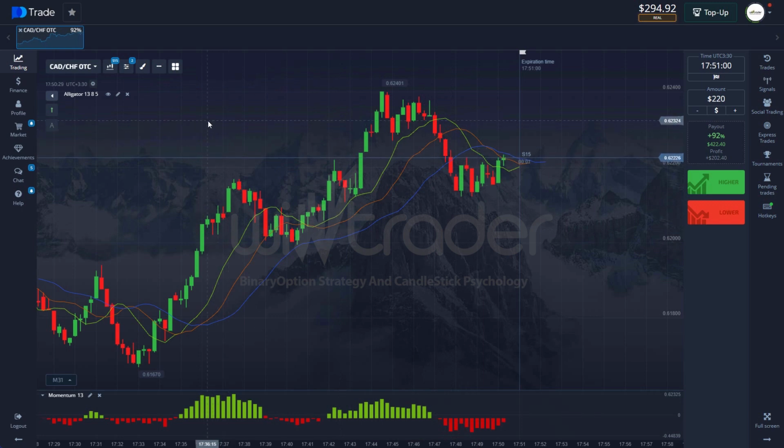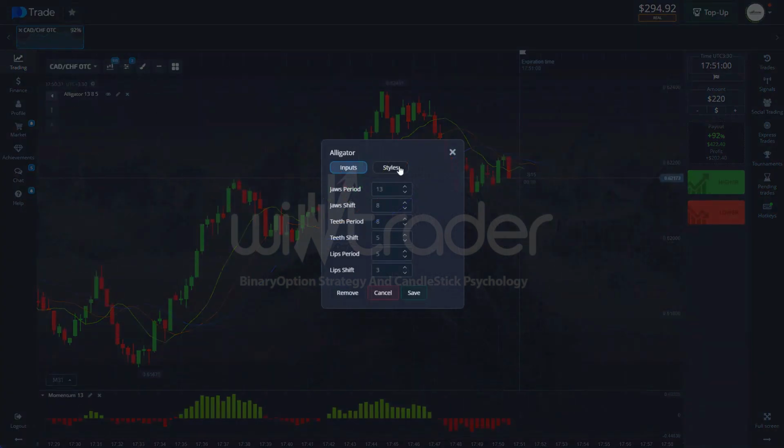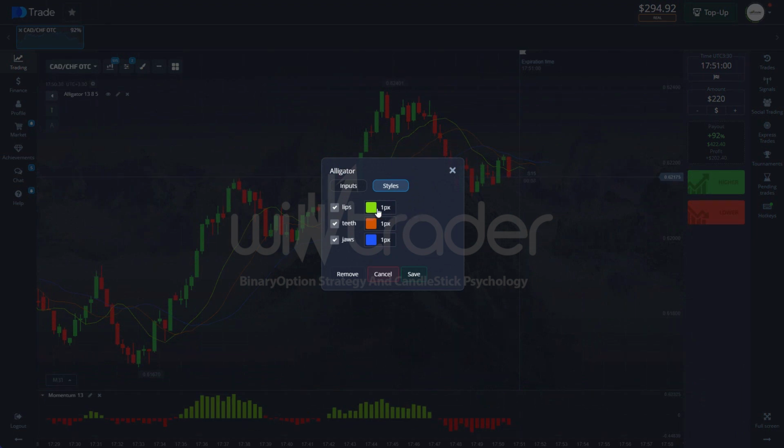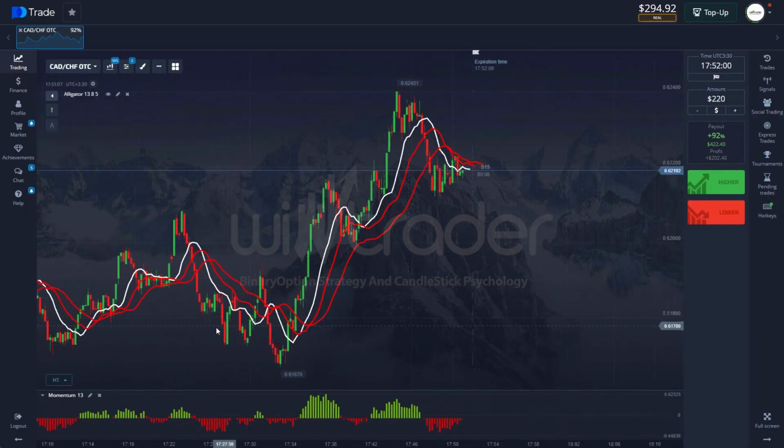We set the period of this indicator to the default value, but change the color of the lines like this. We set the ellipse line to red or white color, and set the other lines to red color.